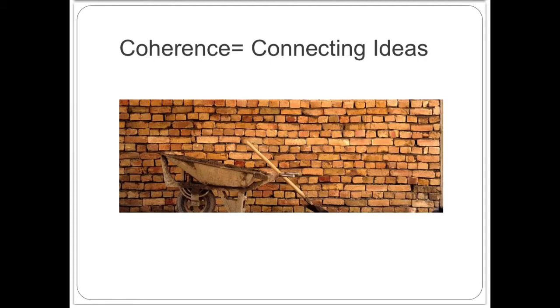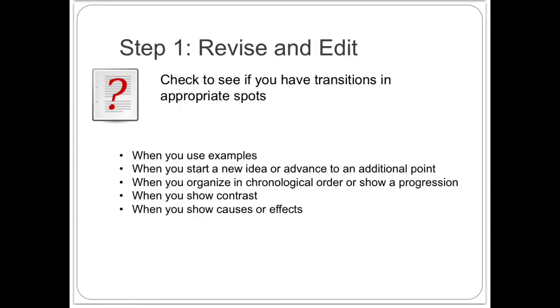to paragraph. To edit for clear idea connections after you have completed your draft, check to see if you have any transitions. Ask yourself where they might be used most appropriately. To introduce an example, start a new idea, or to show chronological order or progression, contrast, or causes and effects. Add transitions where you can without overusing them.